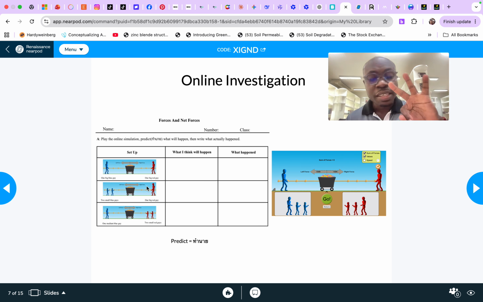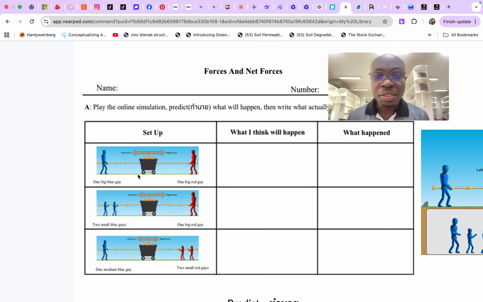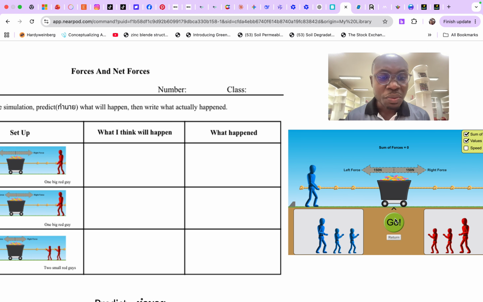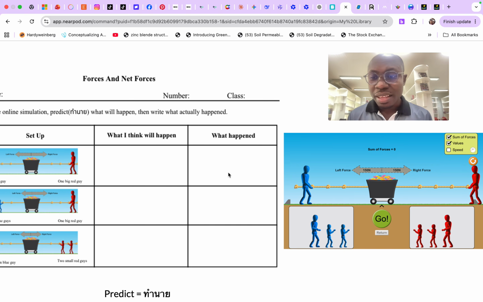First, there are three parts, 3 setups. Number 1 is you're going to get one big blue guy and one big red guy. Now, before you click the go, you tell Teacher Kofi, what do you think will happen? Will the cart move to the left or to the right? To the blue guy or to the red guy? You write first, okay? When you finish, you click the go and see if you're correct. See what happened, right? So you write it here. What I think will happen, what happened, okay?